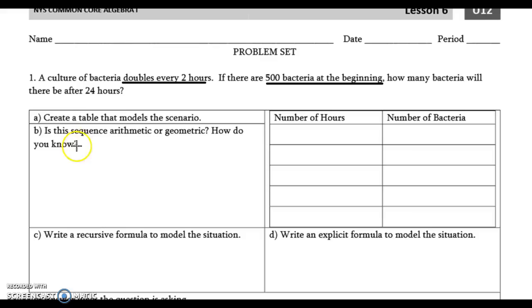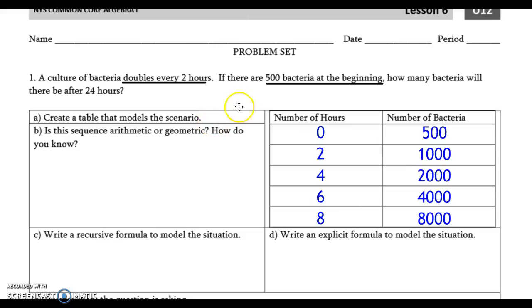The first thing we're going to do is create a table that models the scenario. Pause the video, try to make that table, and come back. Hopefully you filled out the table correctly. It should have been 0, 2, 4, 6, 8, keeping in mind that it's doubling every 2 hours, so these hours should go up in increments of 2. The sequence is geometric, and we know that because the sequence features multiplication.